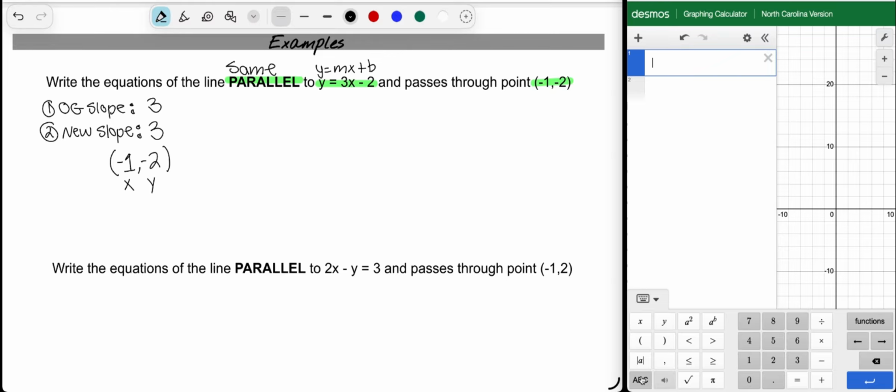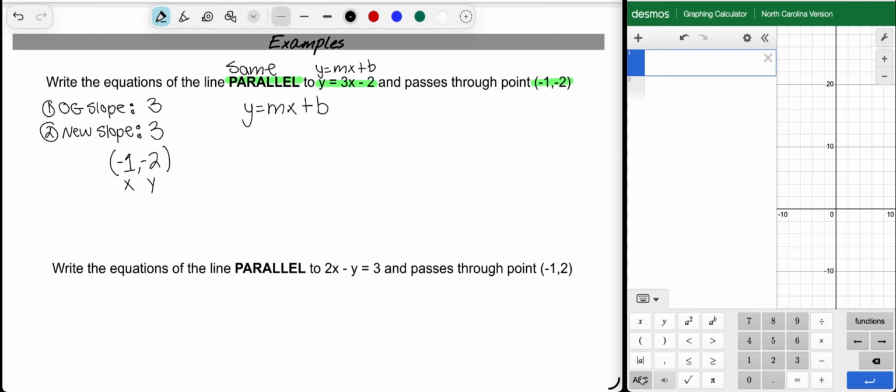Once you label it x and y, the next thing you can do is take that x and y and the new slope and plug it into y equals mx plus b, because that's what we have to use in order to write the equation, which has to be in slope-intercept form for us to compare. So we're going to write it in y equals mx plus b format.